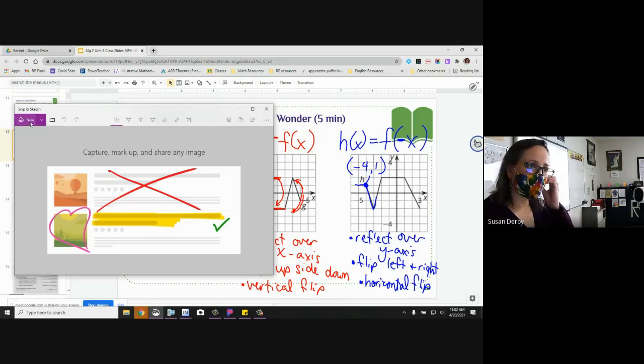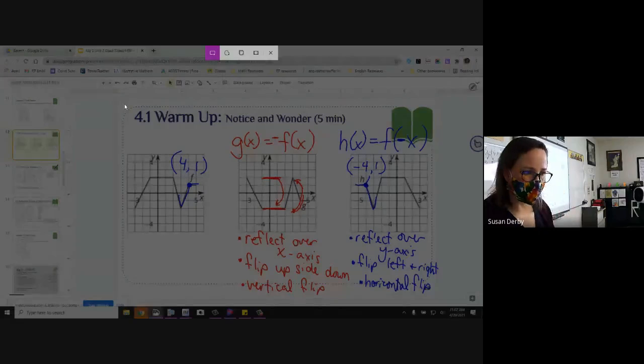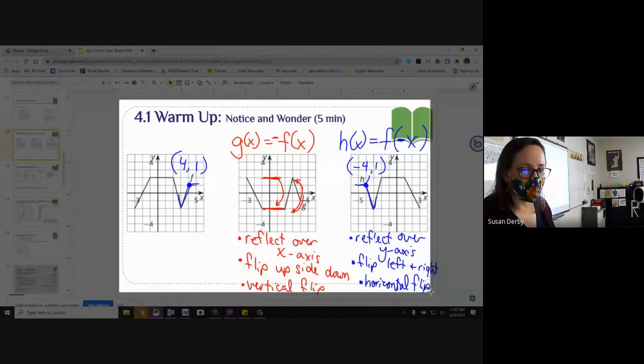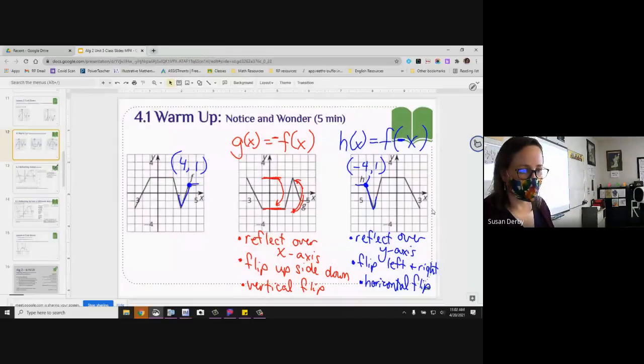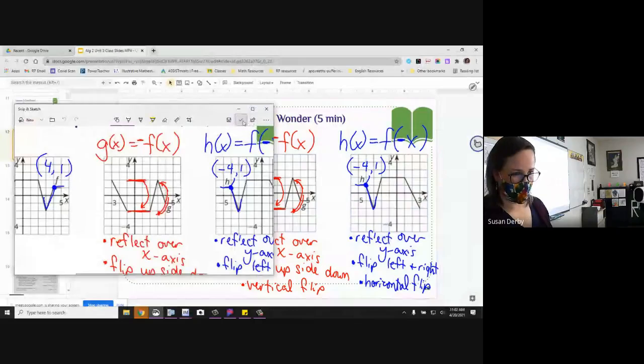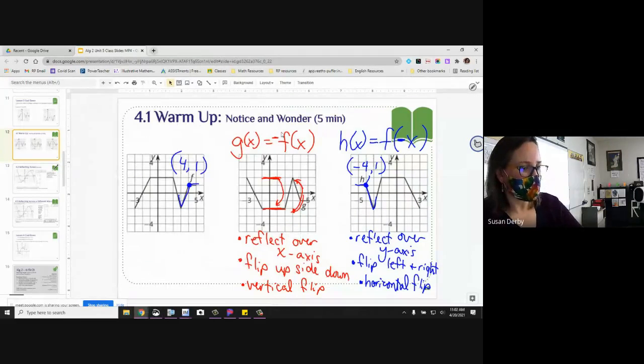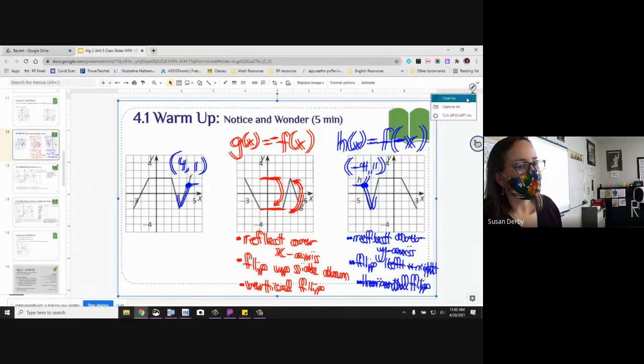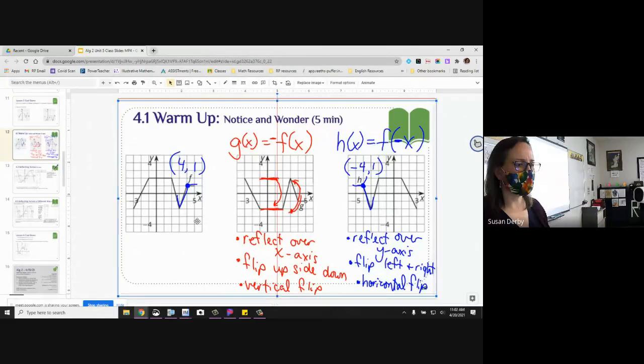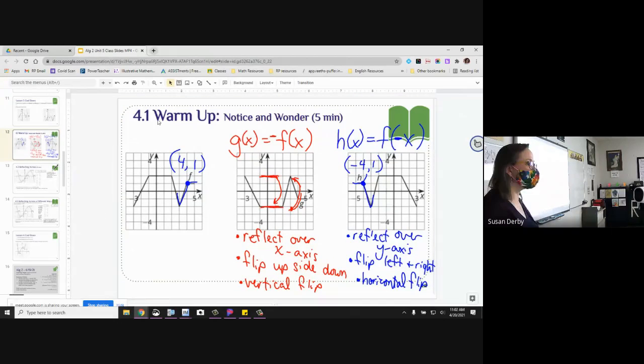Let me capture that thinking. That's really our whole big idea right there for lesson 4, as we're starting to move these things in some other different ways. We saw this earlier when we were watching end behaviors happen.